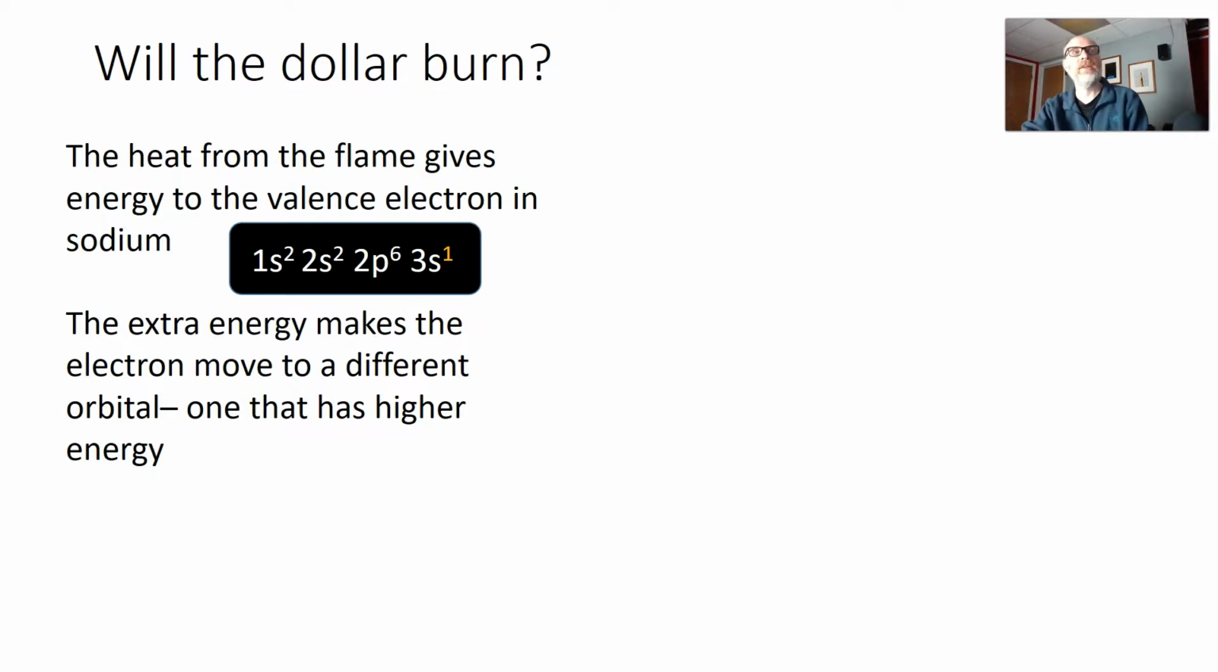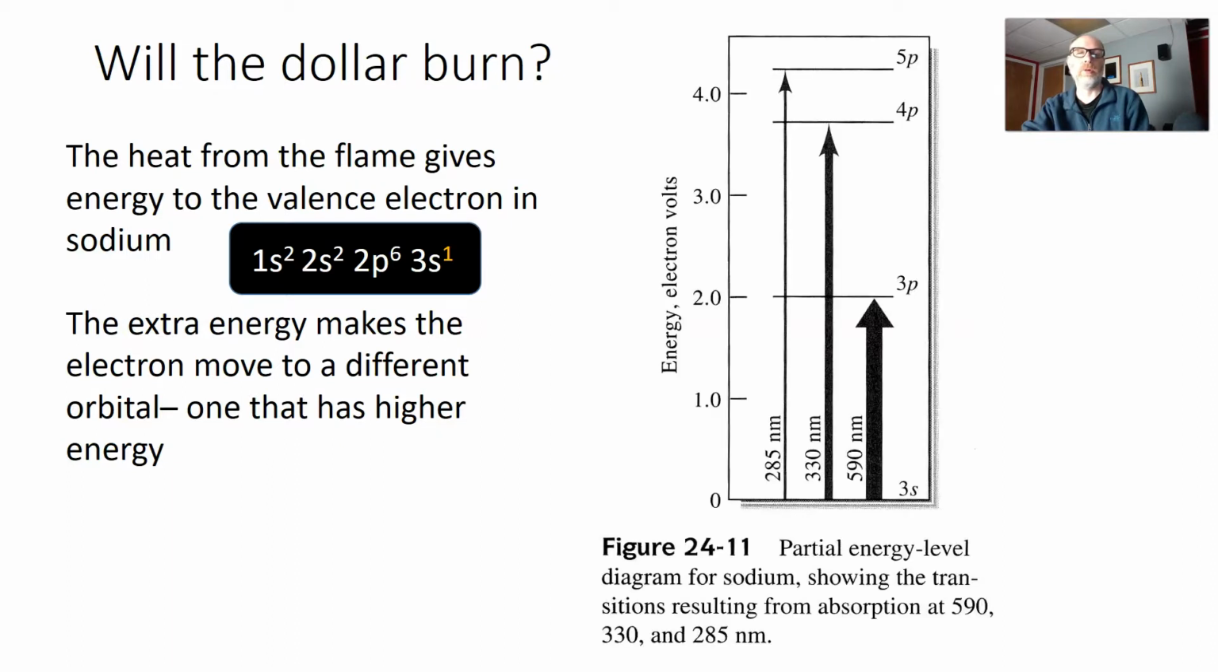So that electron gains energy. It's going to move to a place where it will have more energy. And what I mean is it's going to move to the 3p orbital that has higher energy. So you can see here in this diagram, we can make that electron jump from the 3s orbital to the 3p orbital. We can make it jump from the 3s orbital to the 4p orbital, or we can make it jump from the 3s orbital to the 5p orbital.